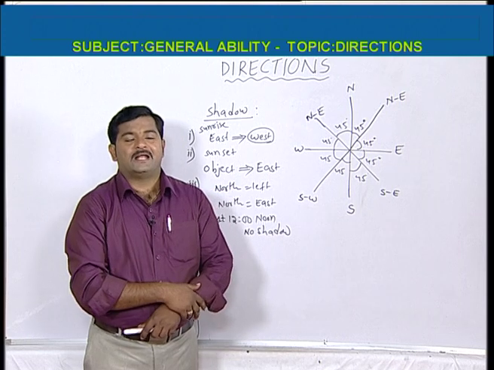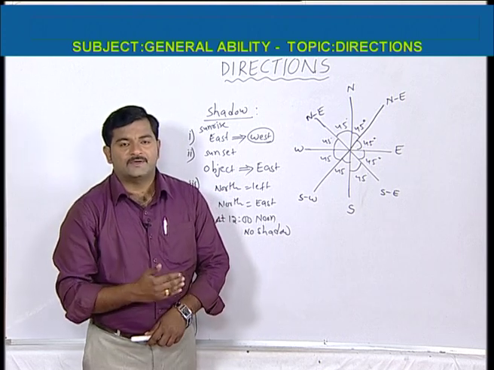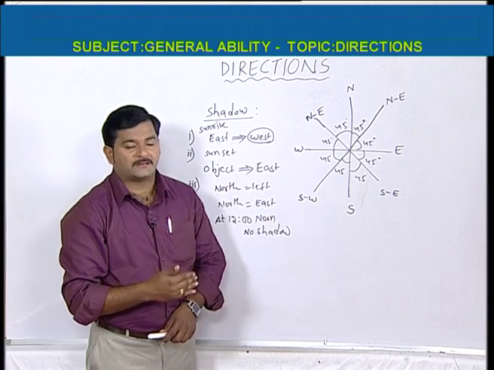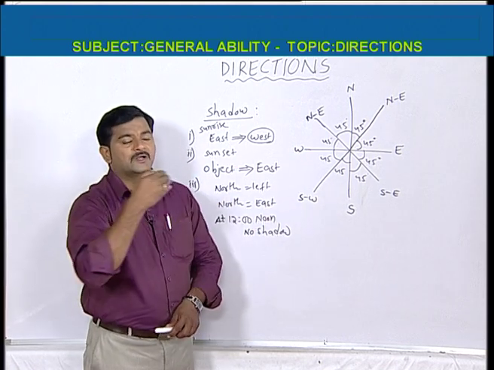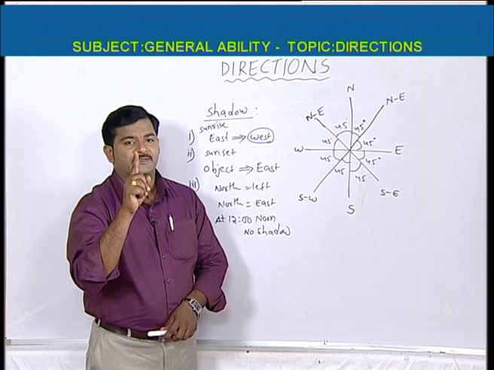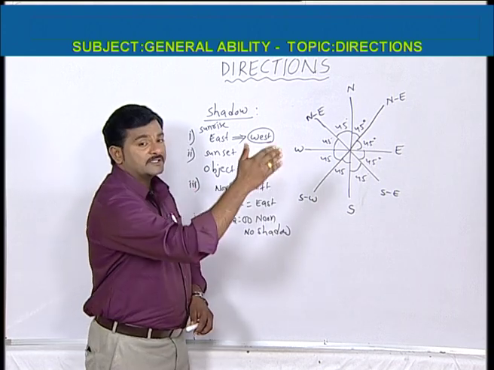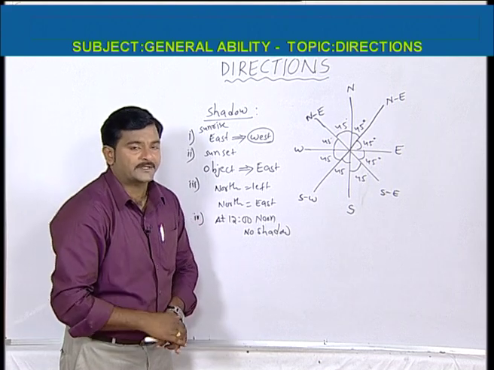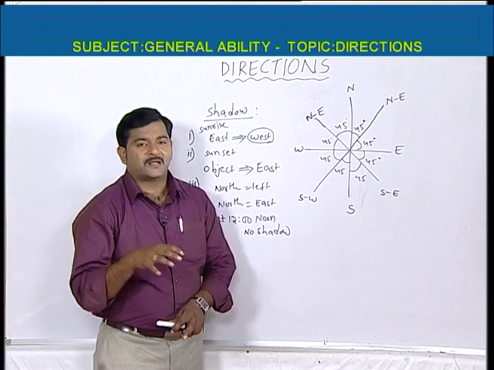Point number 1: at the time of sunrise, if the person is facing towards the east direction, then his shadow will always be towards the west direction. That is the first point. So if he faces east in the morning time, the shadow will always be towards his west. And the second point is at the time of sunset.